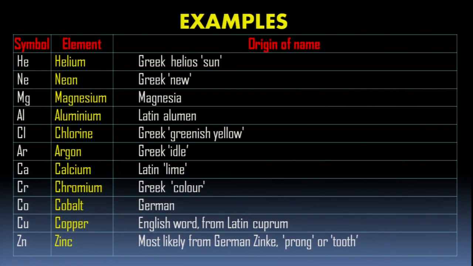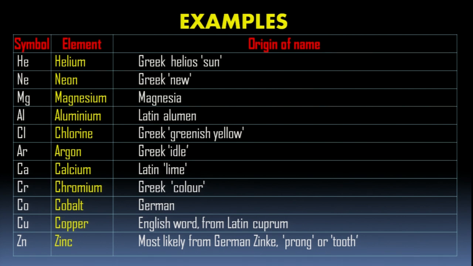See here, children. We have certain symbols, elements, and the origin of their names. Here, we have used one capital letter and one small letter. Why did we go for that? Helium is from the Greek word helios, meaning sun. We denote helium by He. Why He? Because if we use the starting letter, we had used it for hydrogen, so there will be some confusion. To avoid those confusions, we are using the first two letters of certain words to denote those elements.